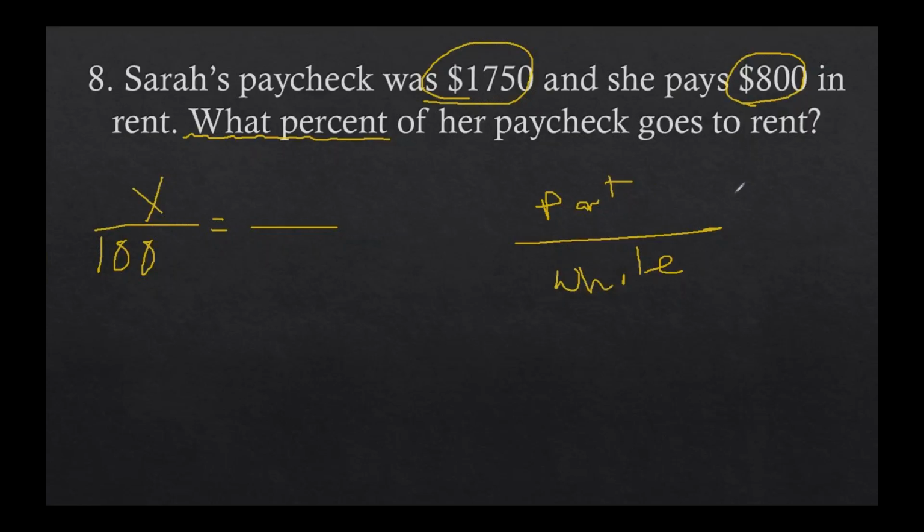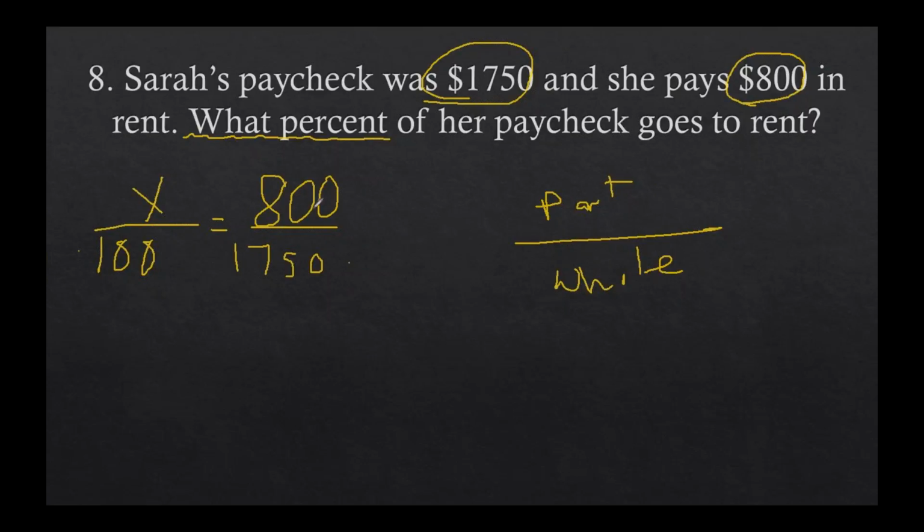Okay, well, we're talking about paying rent, right? So if you think about the 800 and we're comparing that to the paycheck, is the $800 the whole paycheck? No, the $800 is part of the paycheck. So the part is what she's paying in rent. The whole thing is her total paycheck, right? So if you think about 100% is all the money she has. That's why we have the 100 here and the 1750 here.